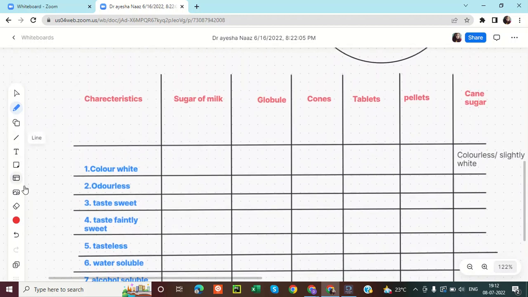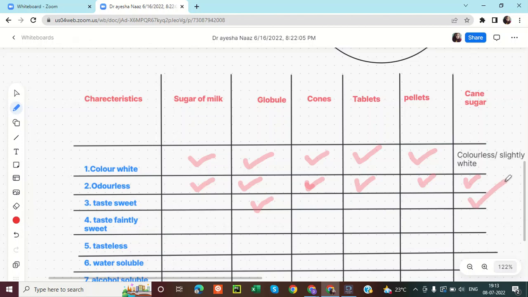As I said earlier, all these vehicles have the same color, that is white. So this thing is common to each of them, like in tablets, pellets, sugar of milk, globules. But cane sugar, as I said, is not very white, or sometimes we may call it colorless. It's a crystalline form. Now come to odorless. Yes, all are odorless. As I stated earlier, they should not possess any odor. So all are odorless. Now sweet, faintly sweet and tasteless. Sweet taste is of globule and which else? Cane sugar.